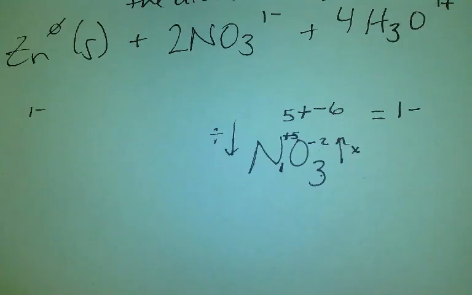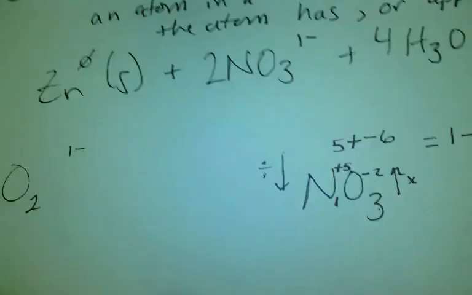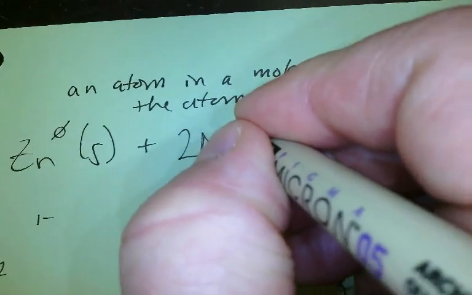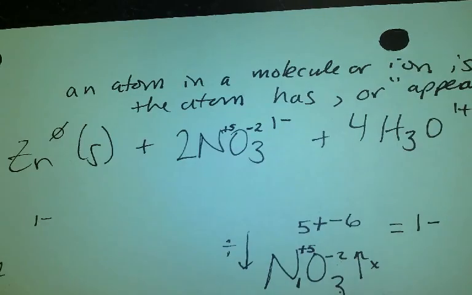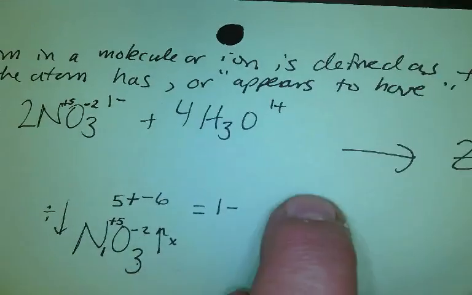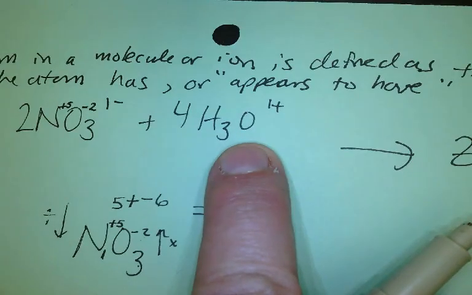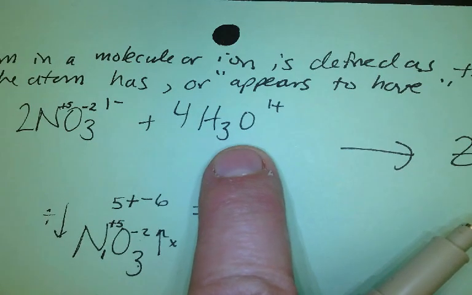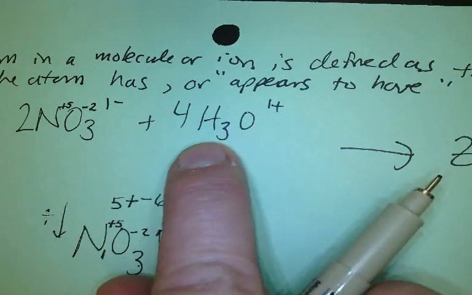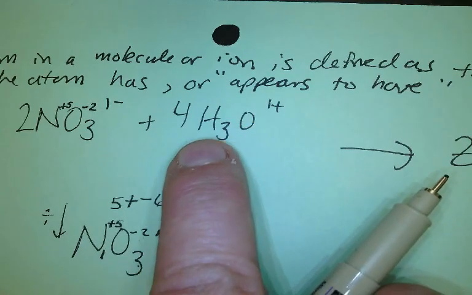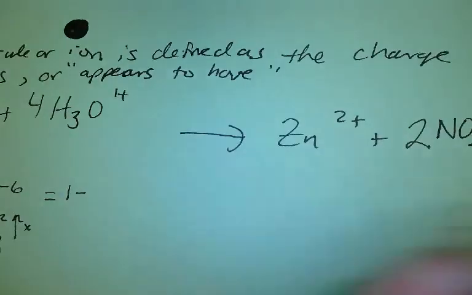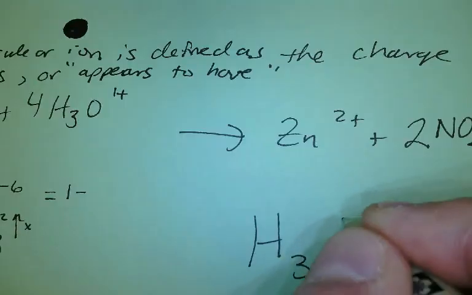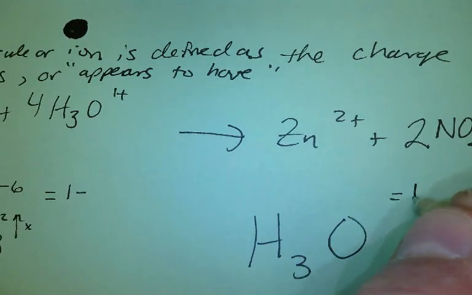There'll be more, don't worry. You do every single one like that. So now I know N is +5 and O is -2. So that one's done. Now I move over here. Is this an element or compound? It's a compound. Ionic compound or a covalent compound? It's a covalent compound because it has a charge, right? So now I'm going to do the same darn thing, but I'm going to set it equal to 1 plus.